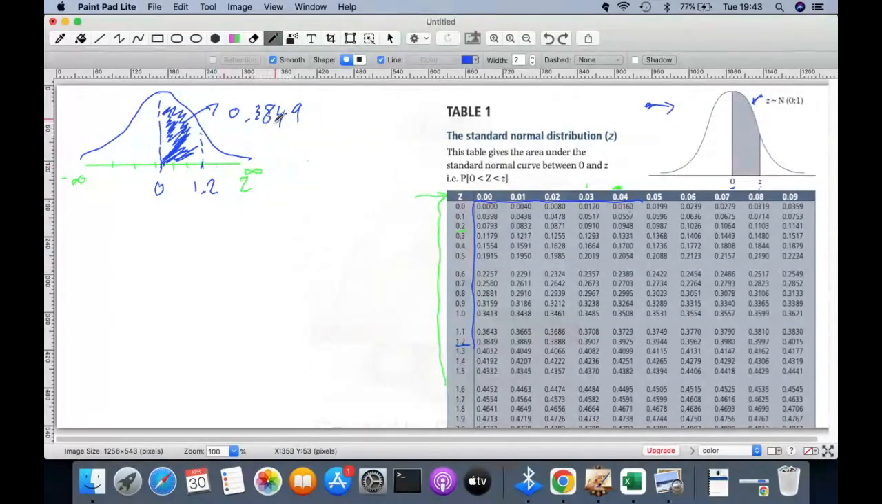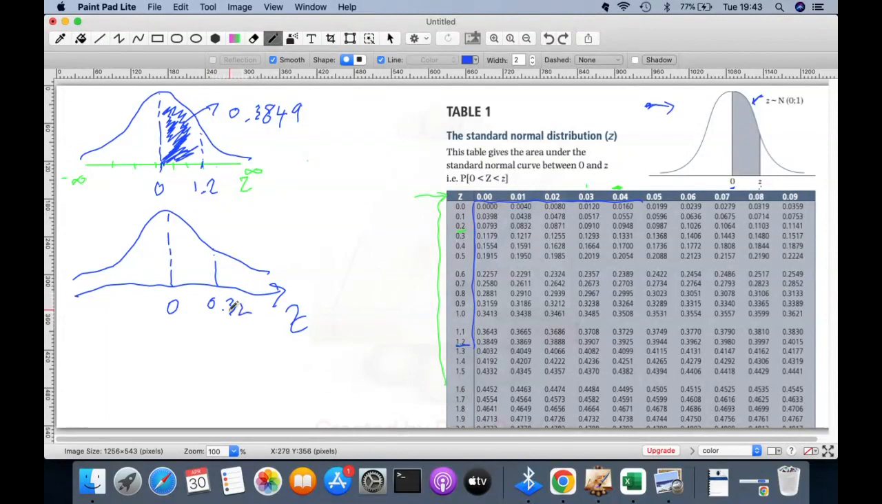All right, let's do another example. Let's say I want the area from 0 to, going from 0 to say 0.32. So let's give a z value of 0.32 on our z axis. Now I want to know the area from 0 to a z value of 0.32.